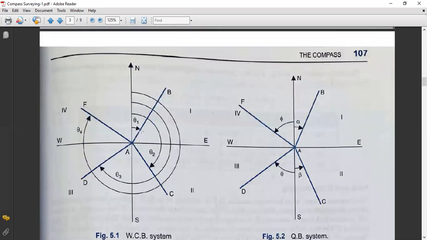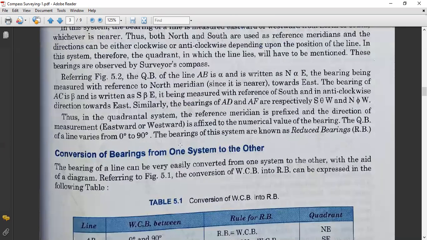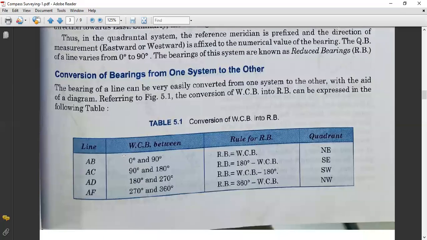Clear? So if your survey line is in the first quadrant, the whole circle bearing will be from 0 degree to 90 degrees. Anywhere it can lie, correct? In between 0 degree to 90 degrees, anywhere it can lie, right? The same thing they have written it here. Line AB in the first quadrant means the whole circle bearing varies from 0 degree to 90 degrees. The second quadrant 90 degree to 180 degrees. In third quadrant the bearing varies from 180 degree to 270 degrees. In fourth quadrant the bearing varies from 270 degree to 360 degrees.